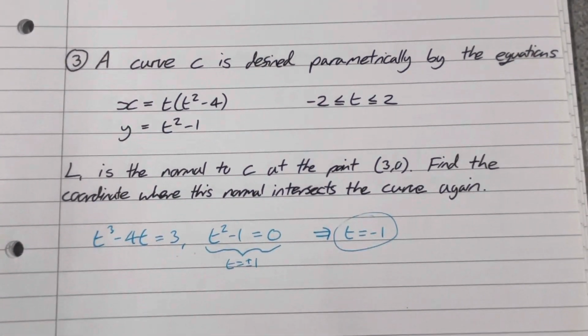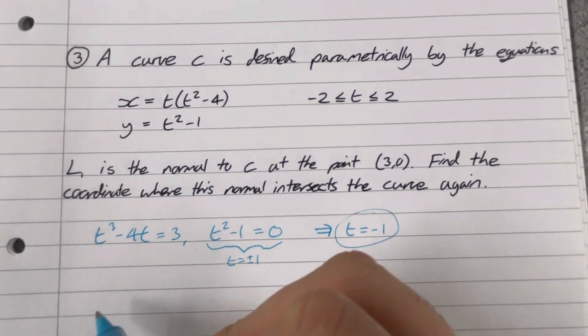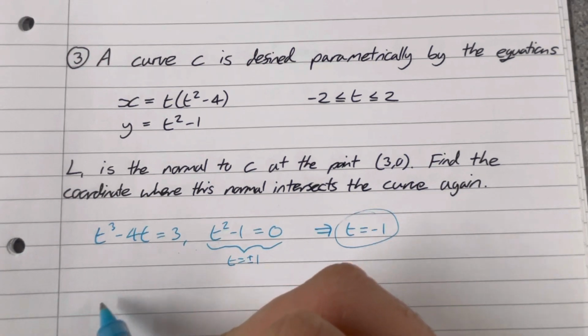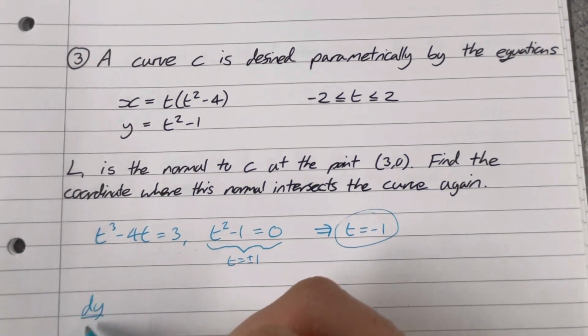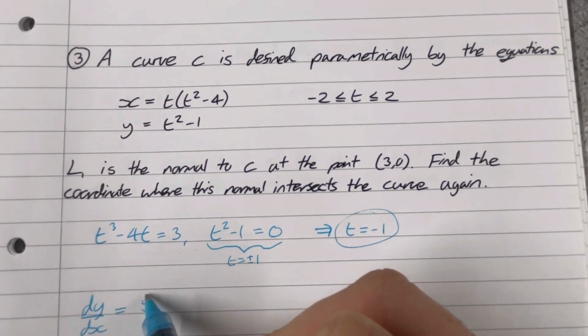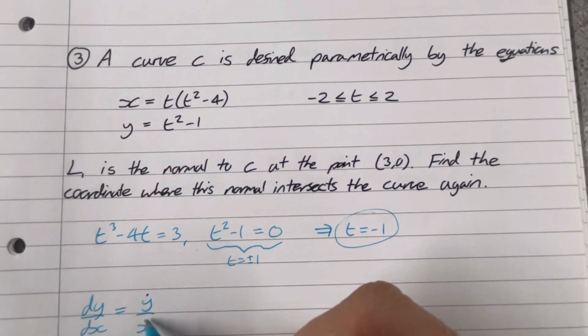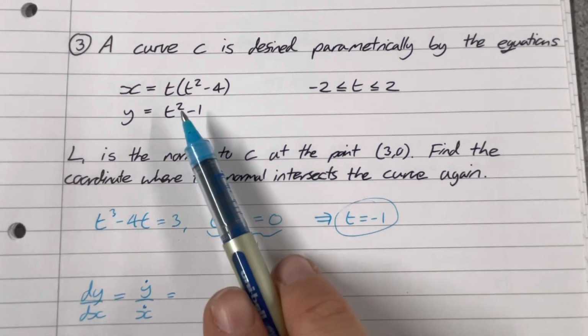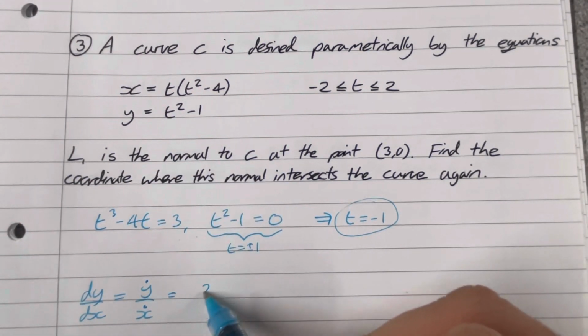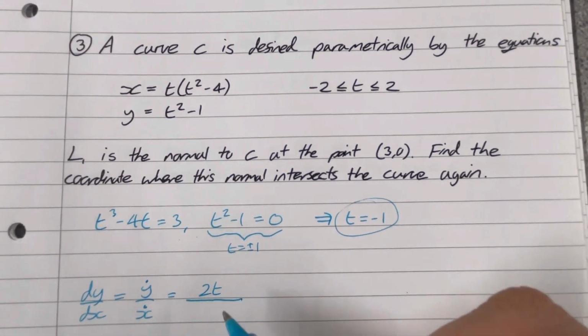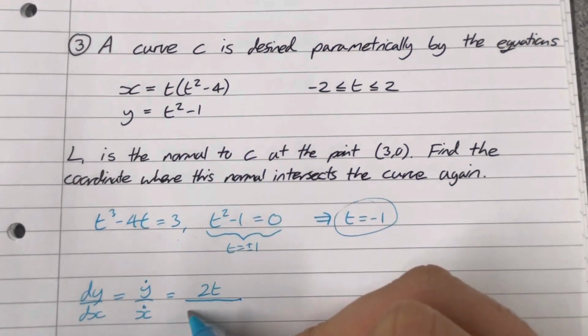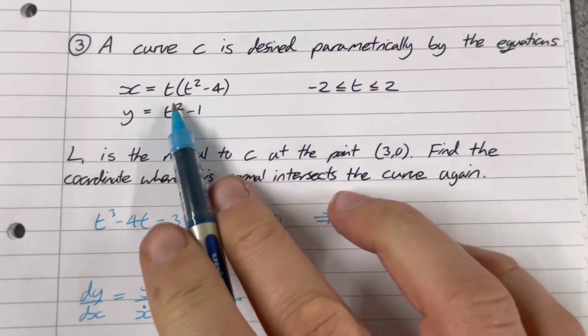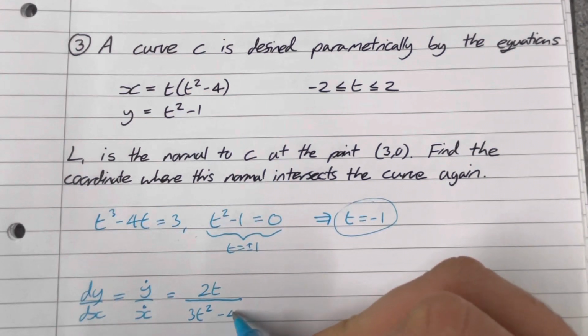Now we can differentiate this to find dy by dx. So dy by dx is going to be y dot divided by x dot, where this is a differential with respect to t. And that's just by the chain rule. So y dot is going to be 2t on the top, the minus 1 disappears. And then the bottom, we've got a t cubed, so that's going to go to 3t squared. And then we've got a minus 4t, so that's going to go to minus 4.